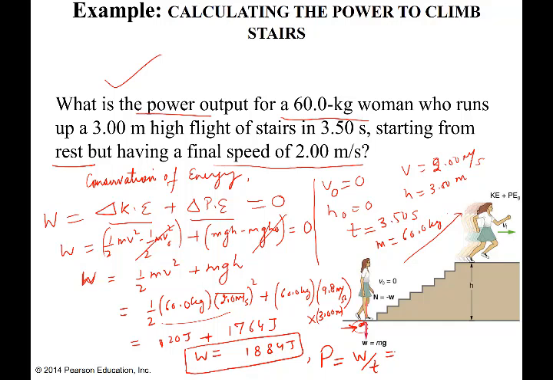Okay, so 1884 joules over the time, that is 3.50 seconds. And once you solve this, the amount of power you have while going up the stairs is 538 watts.